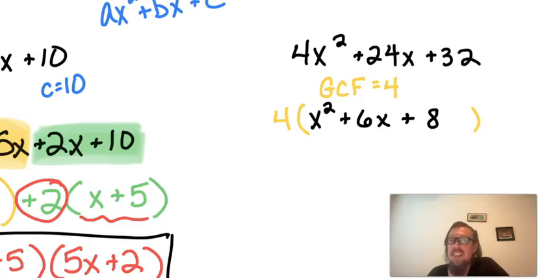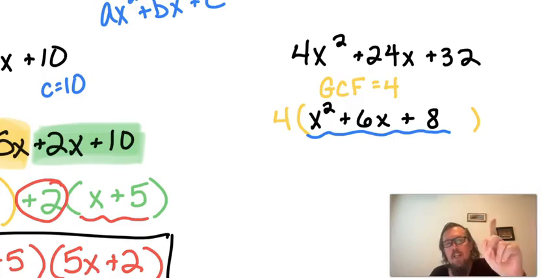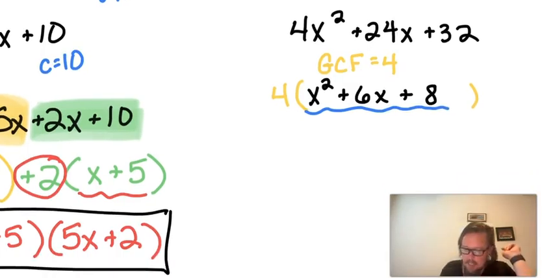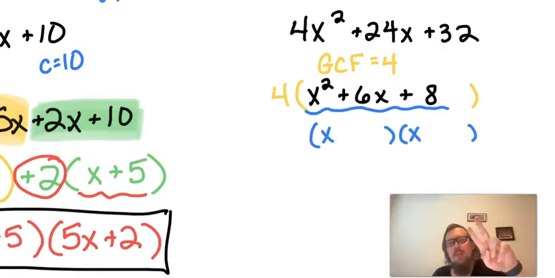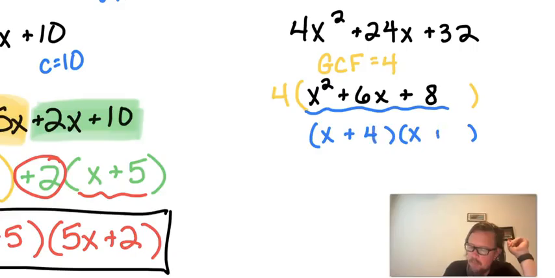Well, this works out really, really well because now what is left inside these parentheses, the leading coefficient is 1. 1x squared plus 6x plus 8. So we can go straight to our two parentheses. Our parentheses start with x because it's x squared. And now we need two numbers that when we multiply, we get 8. And when we add, we get 6. And those numbers are 4 and 2. What do we do with that greatest common factor of 4? It stays right out in front. And this is our solution.